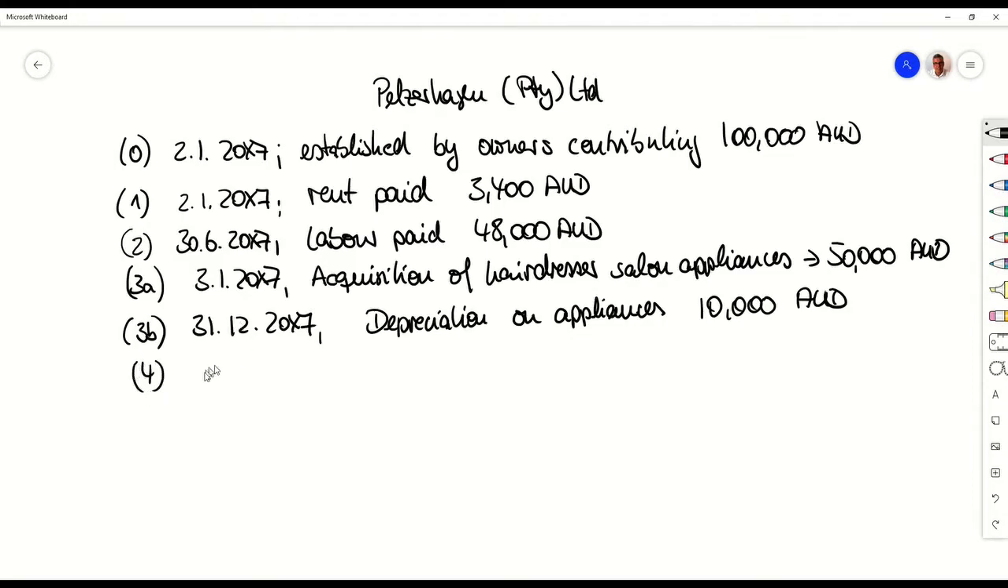Now the activity number 4 is the revenue, which is recorded here in order to keep it simple on the 31st of December in 2007. Revenue recognition, and the amount will be $130,000.